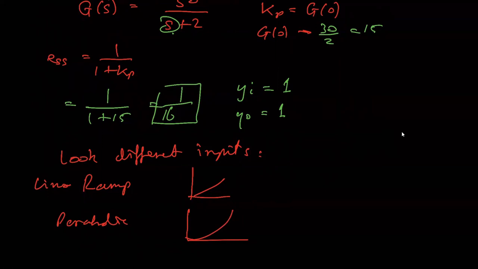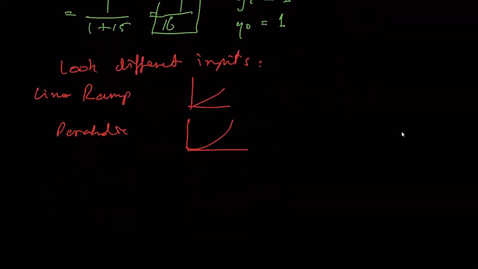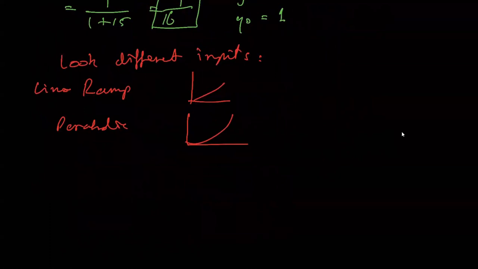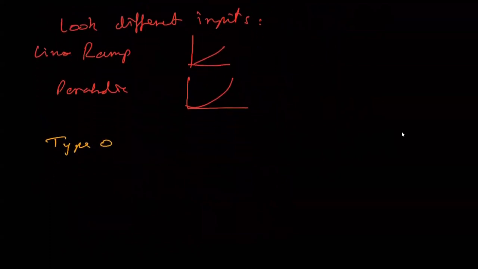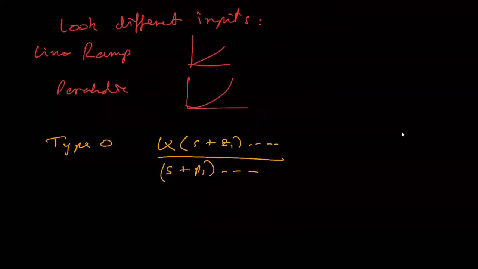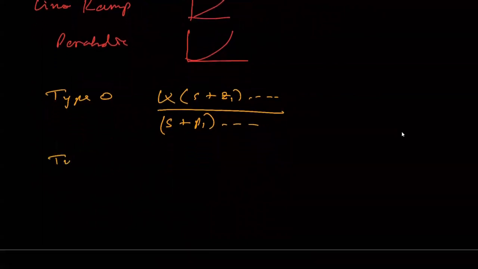The other thing I can do is look at different kinds of systems. They categorize three kinds of systems: type 0, which is what we've seen already. The general form of type 0 is K times S plus the zeros, divided by S plus the poles, however many there may be. So that's a generalized type 0. They also have two other types, which amount to how many 0 poles there are: type 1 and type 2.